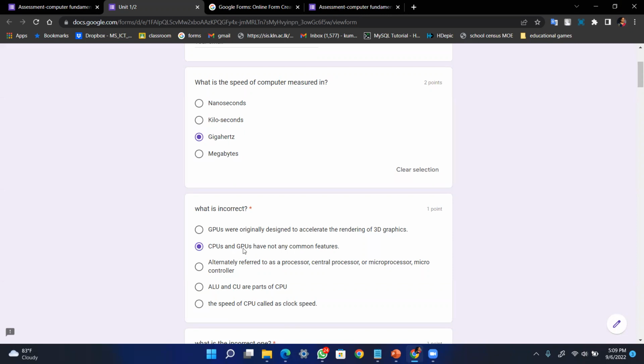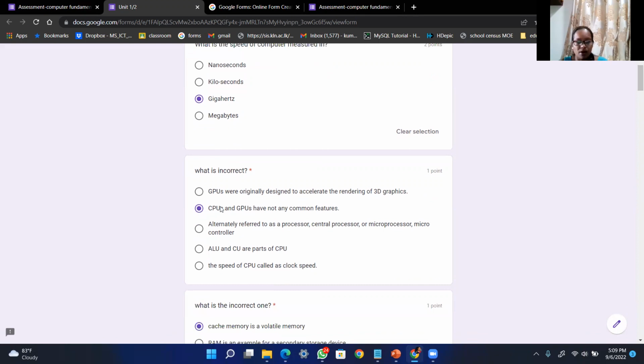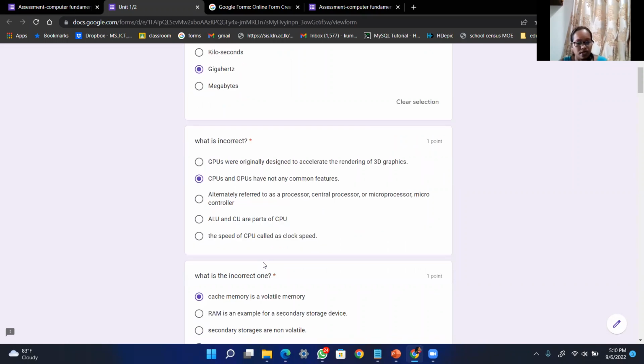It has most of the features in common, right? The only difference is that the main objective of the GPU is processing graphics and images. It just accelerates the graphics side. The CPU is also doing some processing, right? But it is not good for image processing. But both are doing some kind of data processing, right? What is the correct one?